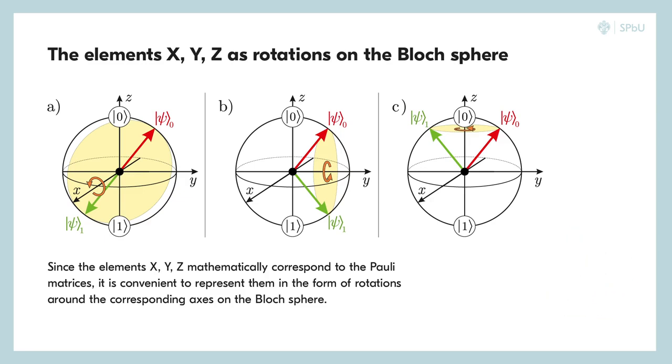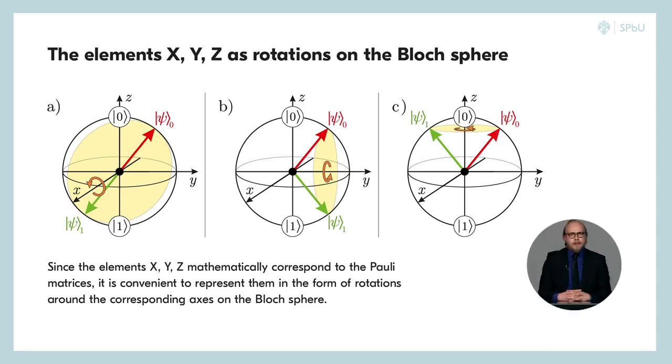On the slide that you see now, the logical operators x, y, z acting on the state vector psi are presented as rotations around the coordinate axes of the Bloch sphere. Let's recall that we associate the positive direction of the z-axis with the state vector 0 on the north pole of the Bloch sphere, and we associate the negative direction of the z-axis with the state vector 1 at the south pole of the Bloch sphere, and so on.